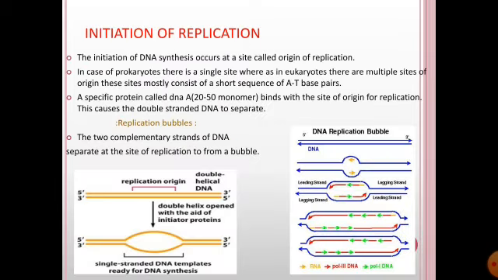Now, how exactly does the replication process start? This is the initiation of replication. In the initiation of replication, DNA synthesis occurs at a site called the origin of replication, where the synthesis of the DNA molecule properly occurs. That site is known as the origin site. In prokaryotes, it is a single site, whereas in eukaryotes there are multiple sites.